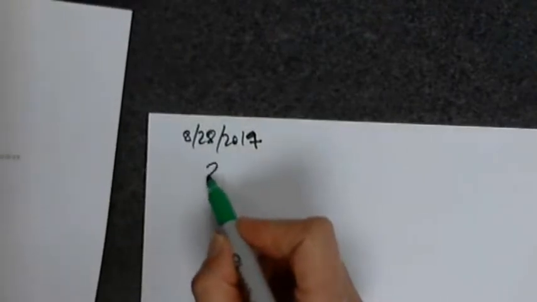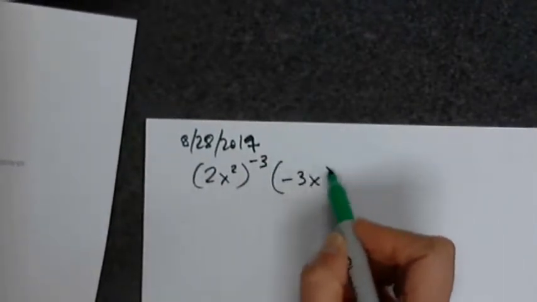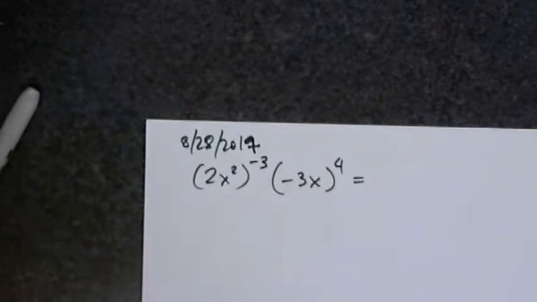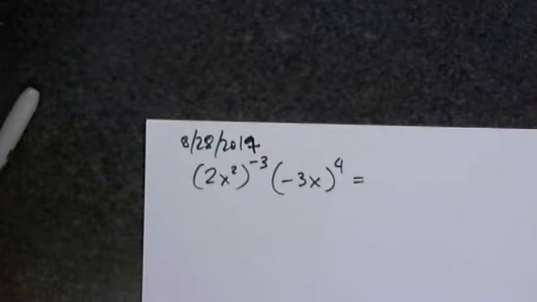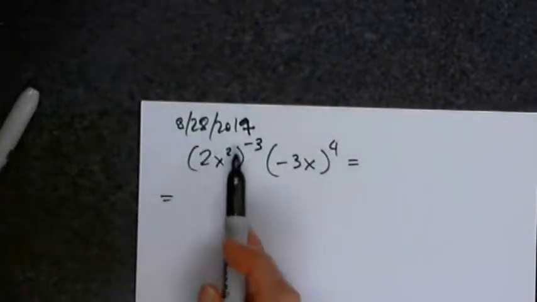Okay, so (2x squared) raised to negative 3, times (negative 3x) to the 4th power. Please assign yourself a 0 if you don't get the correct answer. And you don't have to show it to me. But that will tell you, oh, I need to study hard in this class. Okay, so first of all, I will have to raise 2 to negative 3.